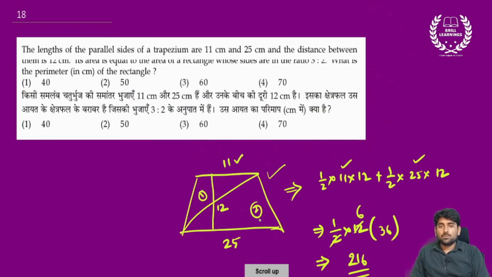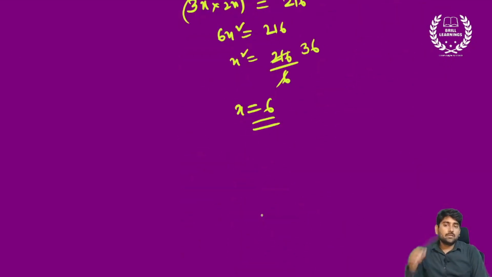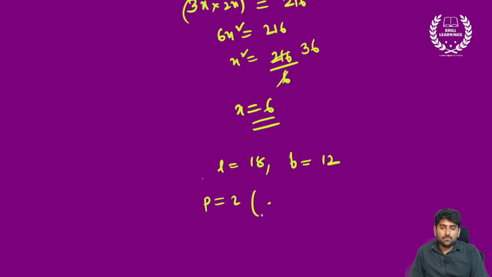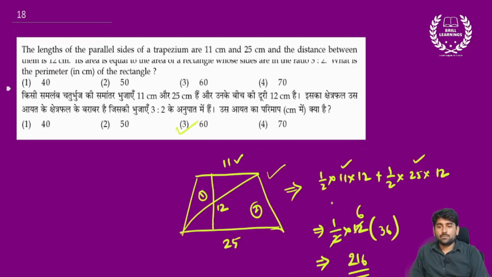Now what we need to find: what is the perimeter of a rectangle? Perimeter means length and breadth, so first find the length and breadth here. Length is 3 times x, that is 18, and breadth is 2 times x, that is 12. So perimeter is equal to 2 times length plus breadth, which is 30, 2 thirties are 60. So 60 is the right answer. Third one is the right answer. Let's move on to the next.